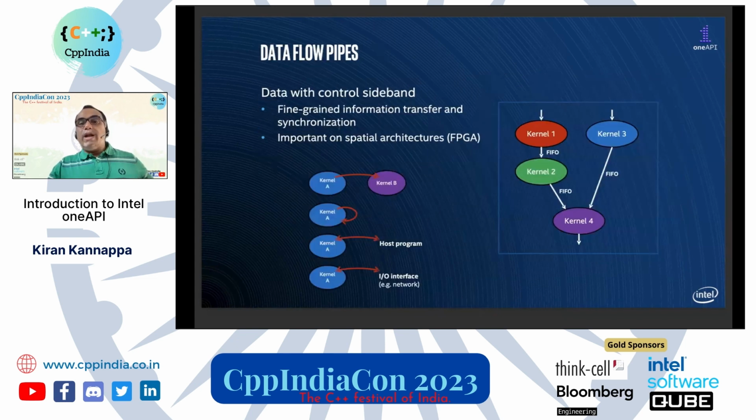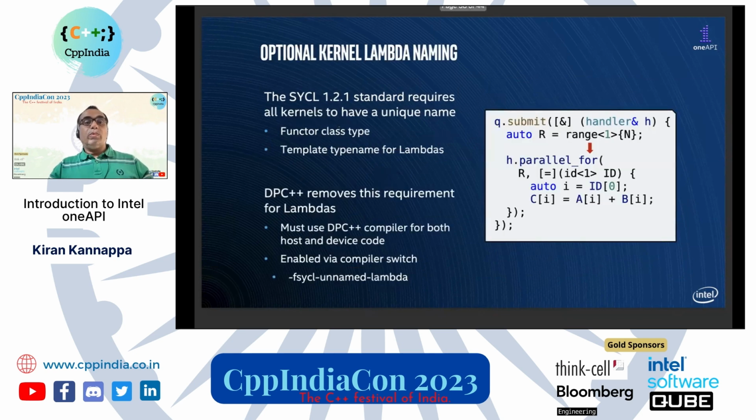So data flow pipes is basically the flow diagram that I was talking about: the transition between the host buffer and then the host and the devices, in terms of the programmatic way in which you can transition data, or it automatically happens implicitly.